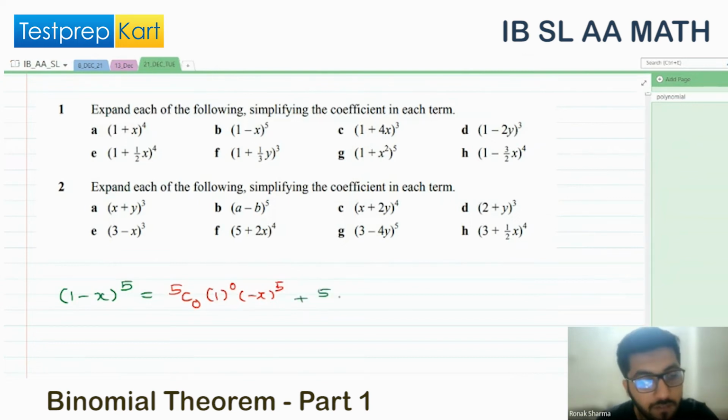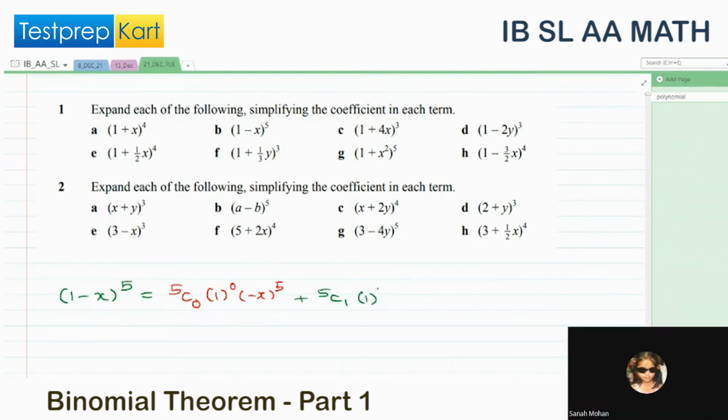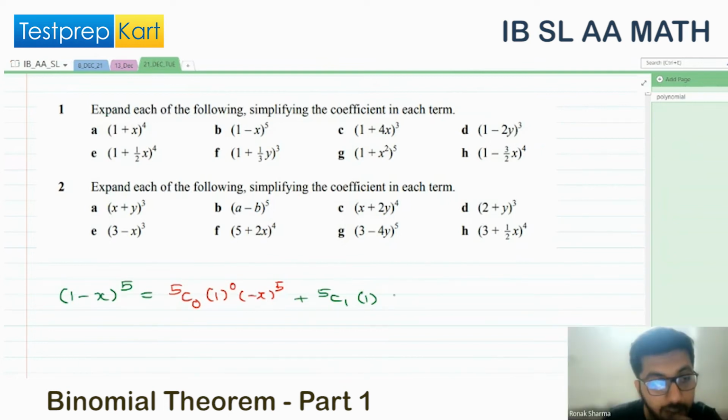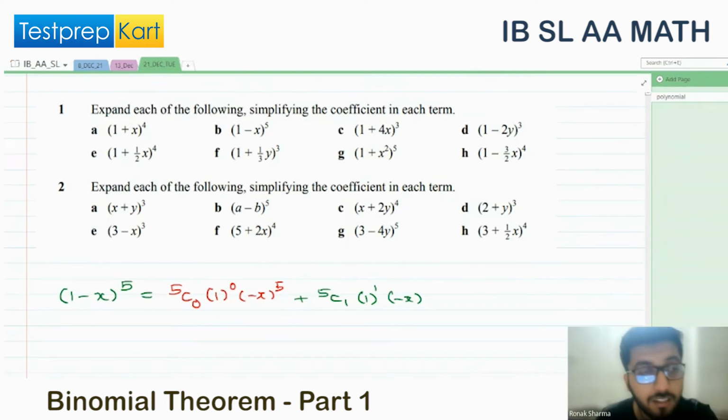Then 5C1. Now you should tell me what should I write? Come on, fast. 5C1, 1 power 1. Yes, we should increase it by 1. Then minus x power what? No, why? The combined power should be 5. If you remember, the combined power should be 5. So if this is becoming 1, this will be 4, right?